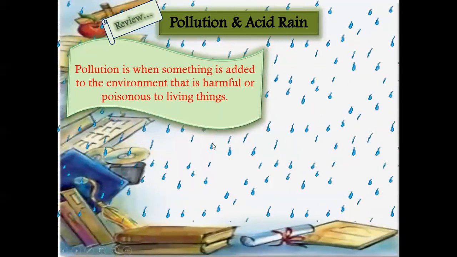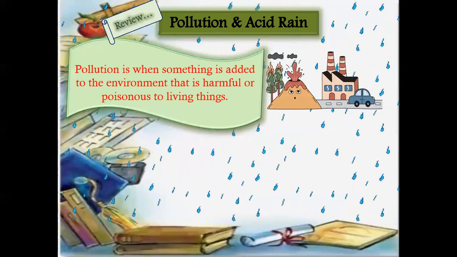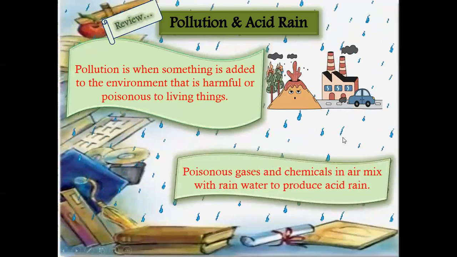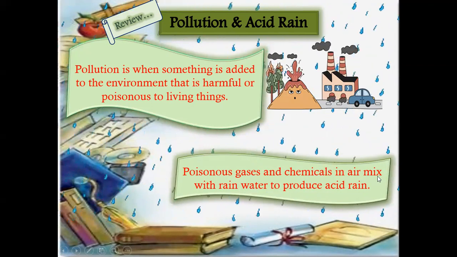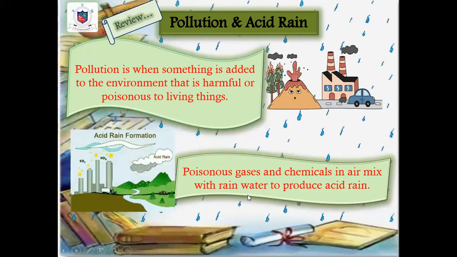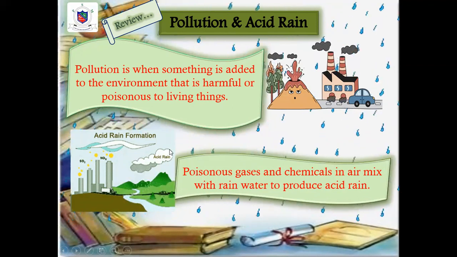Now, how acid rain forms. Students, these poisonous gases and chemicals in the air mix with rainwater to produce acid rain. Acid rain kills trees and harms fishes and water plants. It also attacks the stonework of buildings.